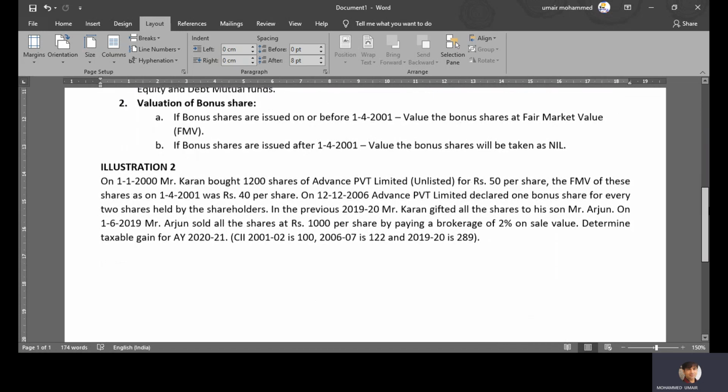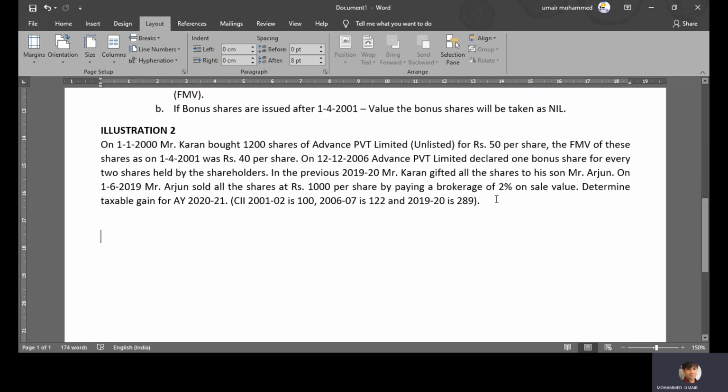This time we have a small change here in comparison with the previous question. So this is illustration number 2. You can quickly go through this illustration number 2 in your handout.